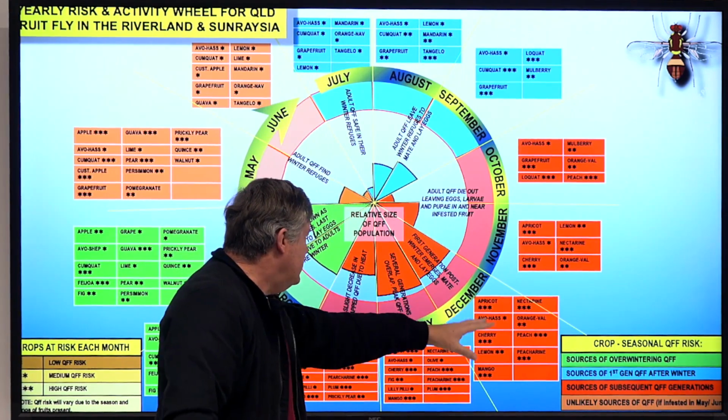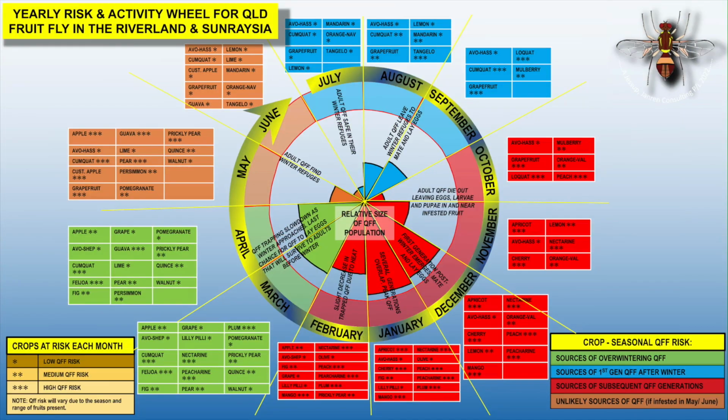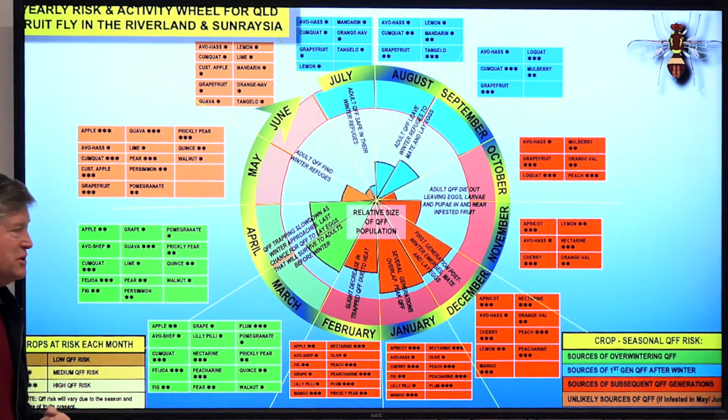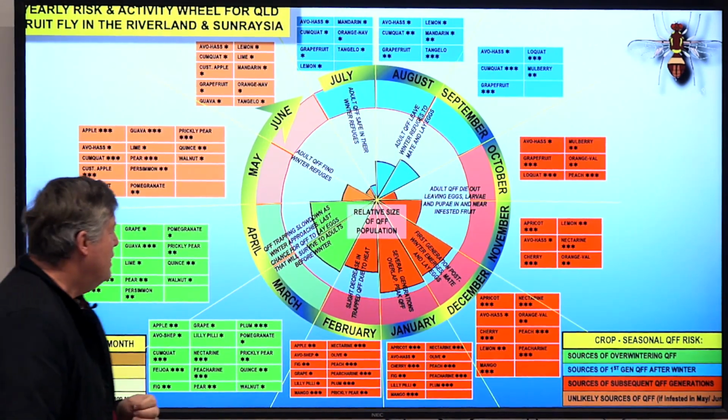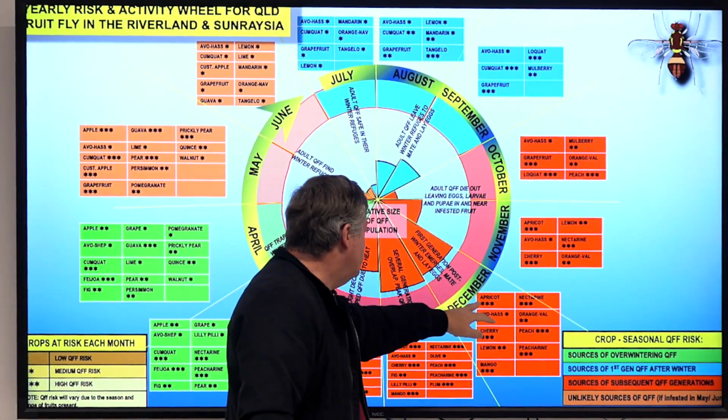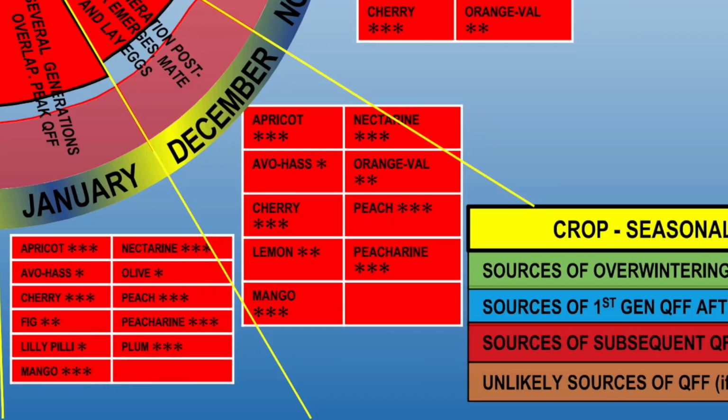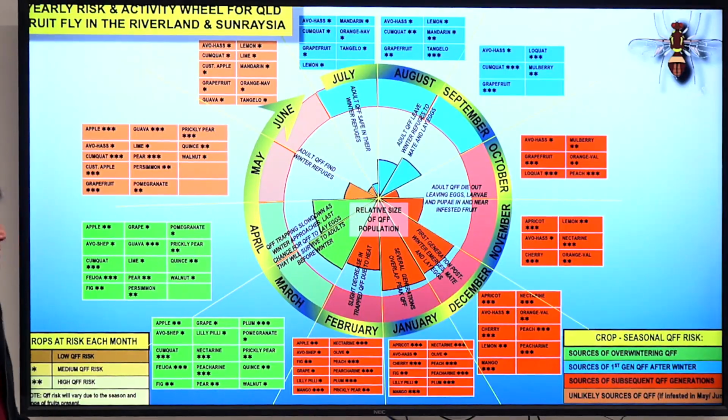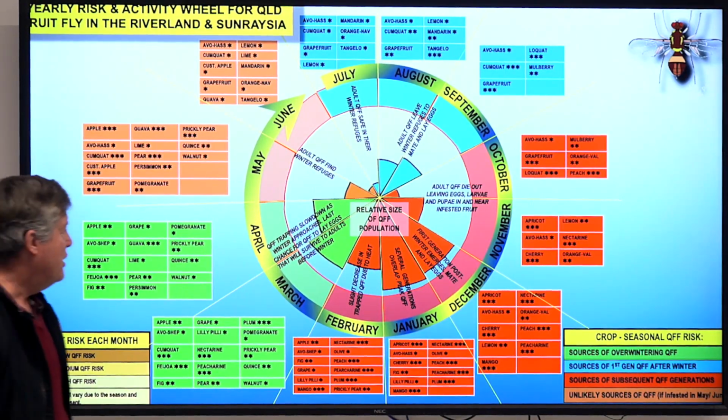I've formulated this for Riverland and Sunraysia so that we have what fruit are ripening in each season. Of course, that will vary from spot to spot because of season, but if you have a look at apricots in December, I've labelled them as a high host, or a favoured host for fruit fly.